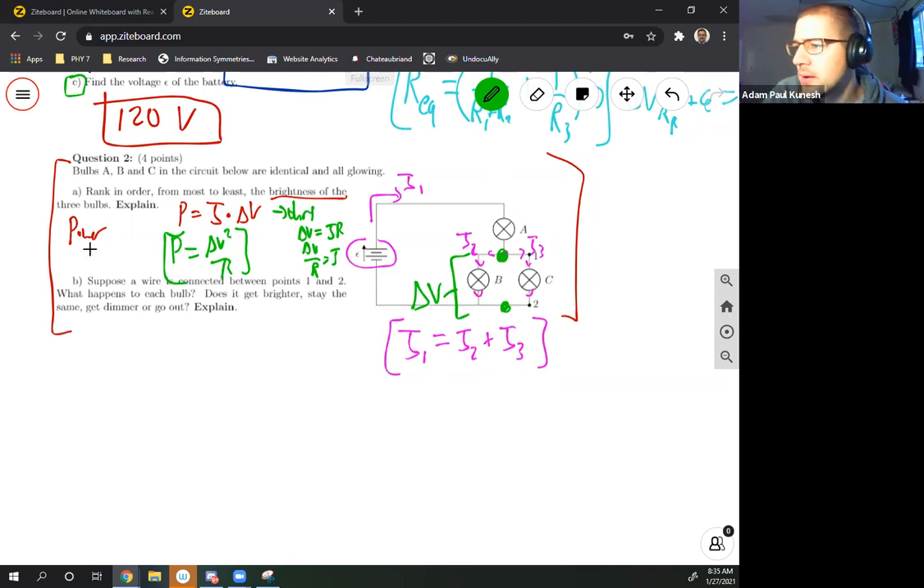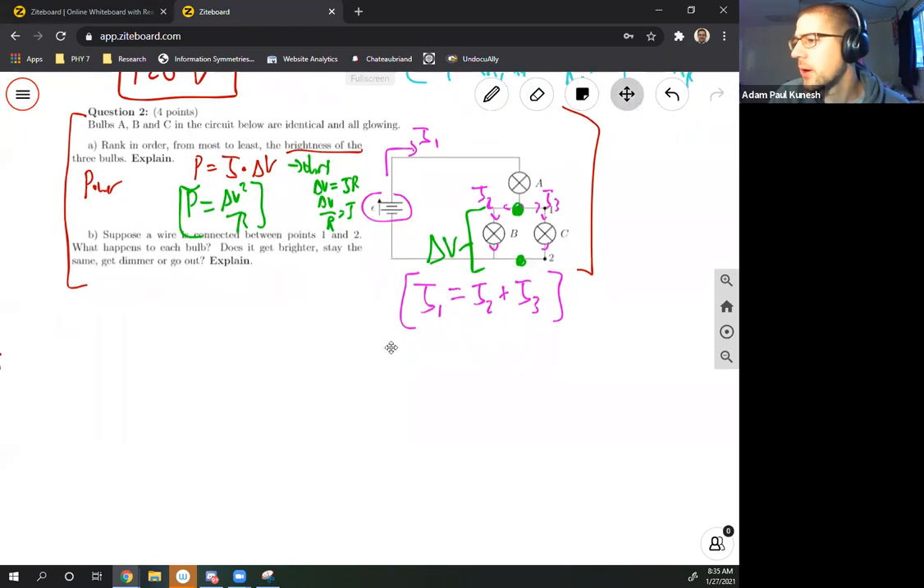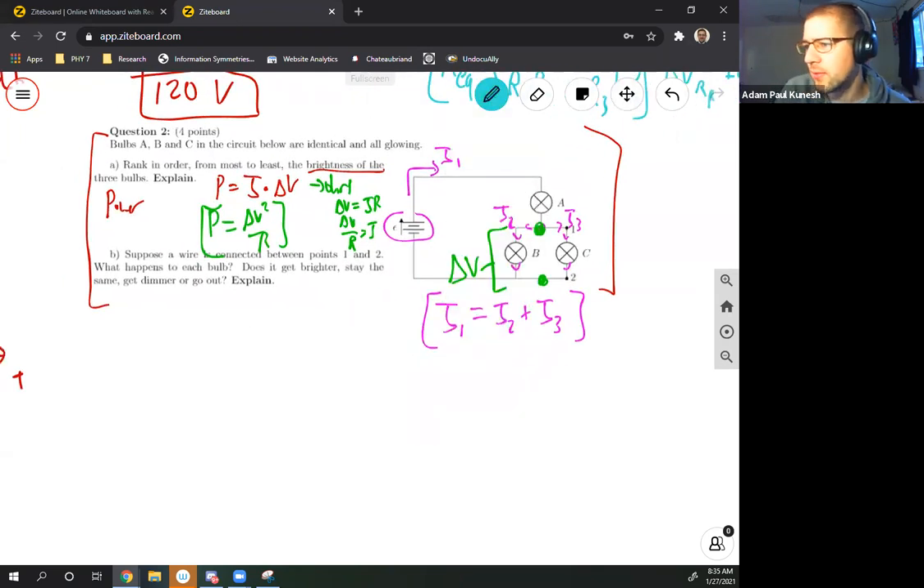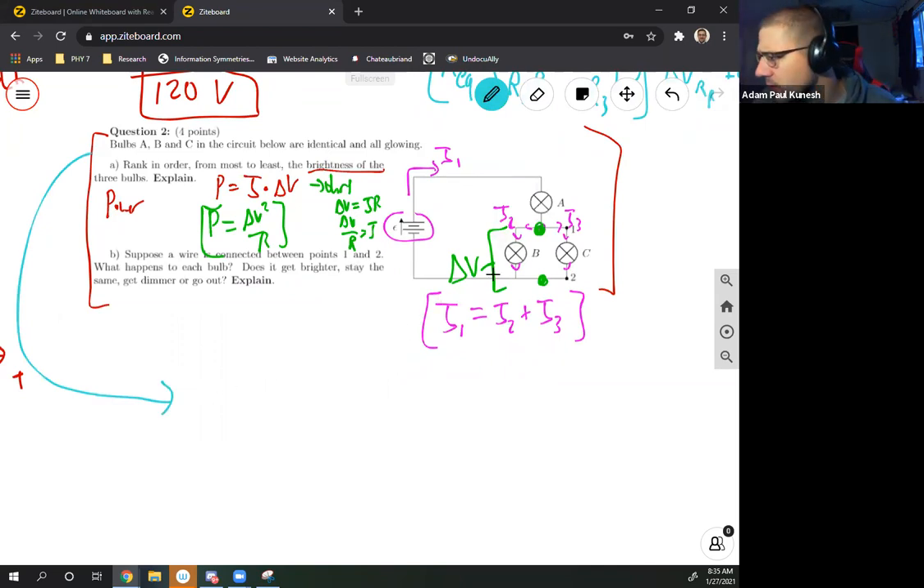So I'm going to write down here, because I've been using a bunch of the rest of the problem to demonstrate some more technical stuff: B and C are equally bright.